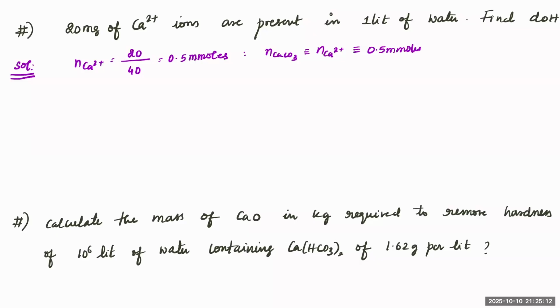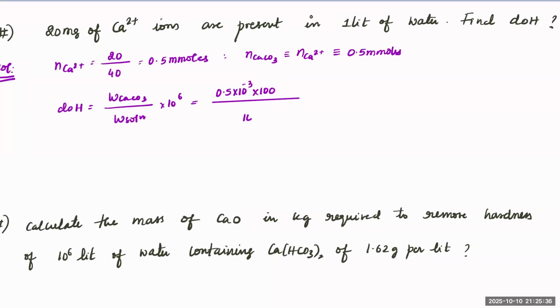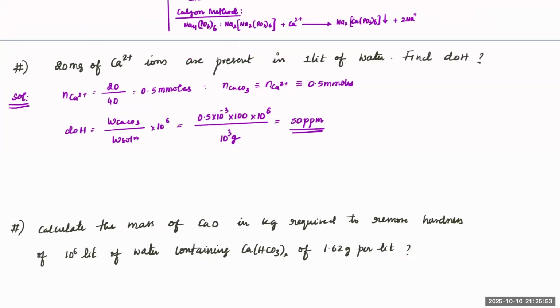Hence, degree of hardness is equal to weight of calcium carbonate divided by weight of aqueous solution, into 10 raised to power of 6. So 0.5 millimoles, that is 10 raised to power of minus 3, into the molar mass of calcium carbonate, which is 100, divided by 1 liter, and 1 liter is 10 raised to power of 3 grams, that into 10 raised to power of 6. This is what we are supposed to do. Clear? So how much are we getting? We are getting 50 ppm. Then everyone, please check.